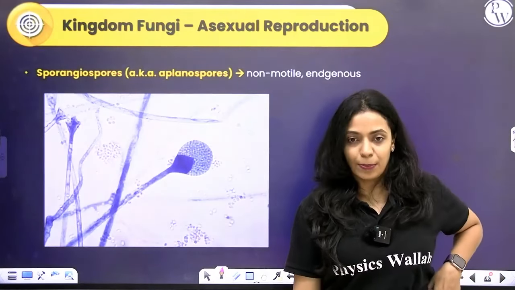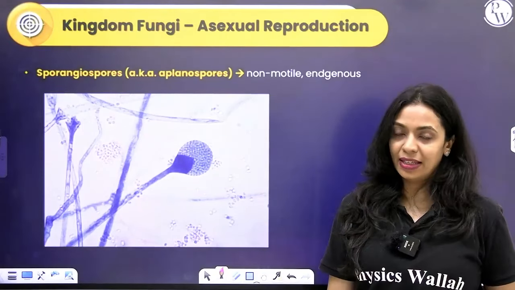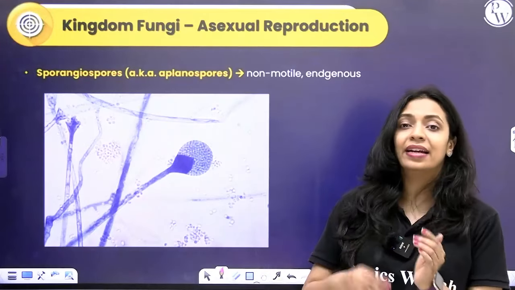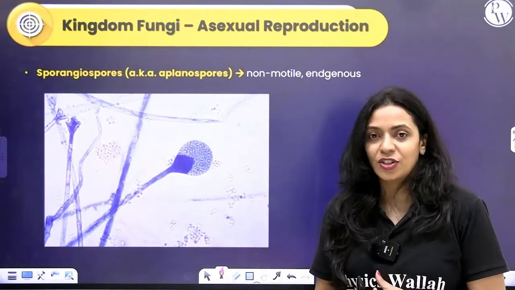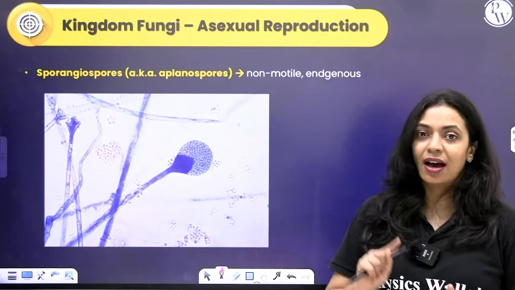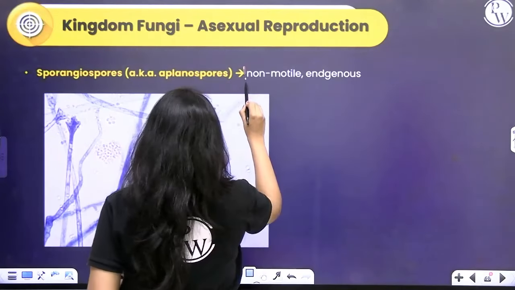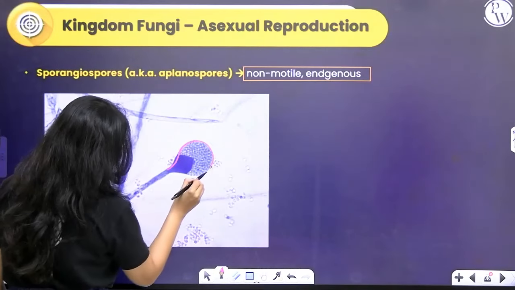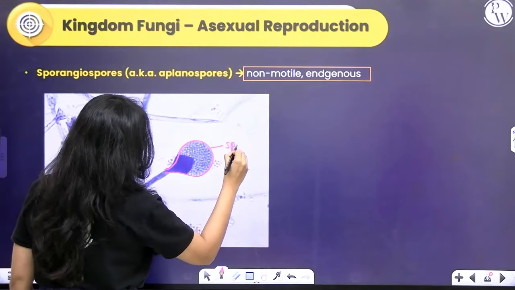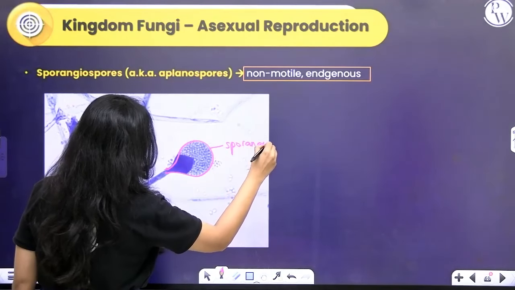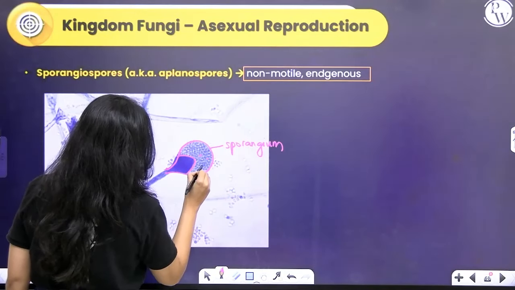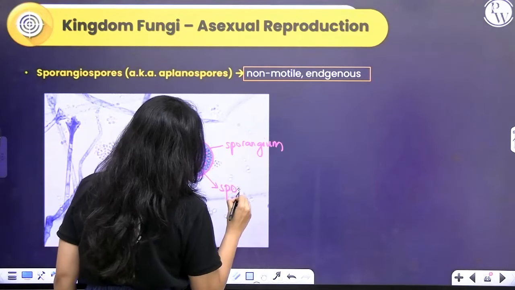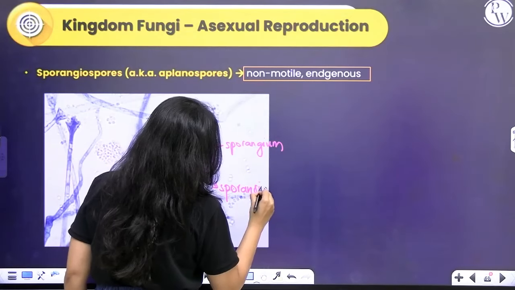These are also called aplanospores. These also do not have any locomotory structure, so they are non-motile, but they are produced inside structures called sporangia. So they are endogenous. They are non-motile, but they are endogenous. I want you to notice here, this is a hyphal branch. Here you can see at the tip there is a structure called the sporangium, or sporangia in plural. Within this sporangium, spores are present. Those spores are called sporangiospores. These are non-motile spores.